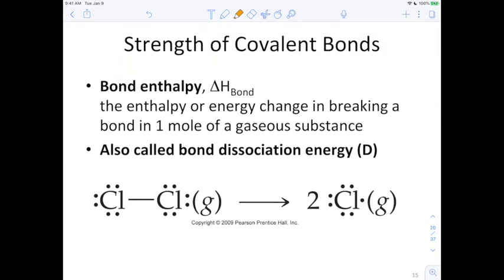So next up, strength of covalent bonds. Bond enthalpy, delta H bond, is the enthalpy or energy change needed when you're breaking a bond of 1 mole of a gaseous substance. We've seen this gas before, and what I told you before is that is just how it's defined. You don't actually have to do this in gas form. But here we have a Cl2 molecule, and we are breaking it up into 2 individual chlorine. This actually does happen quite frequently in our upper atmosphere, so you may have heard of the problems with the ozone layer. Chlorine is one of those big problems.